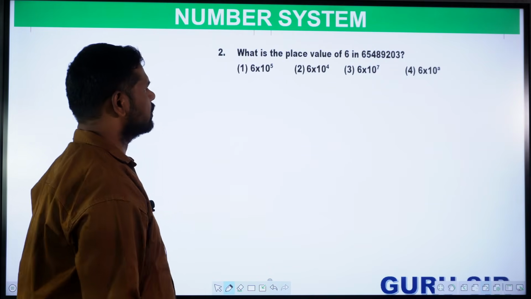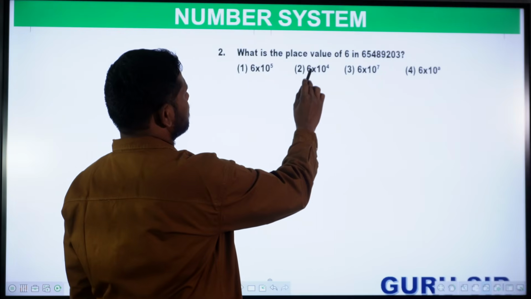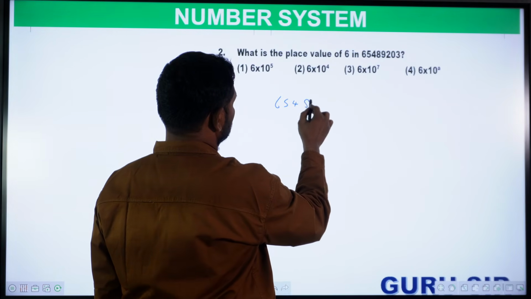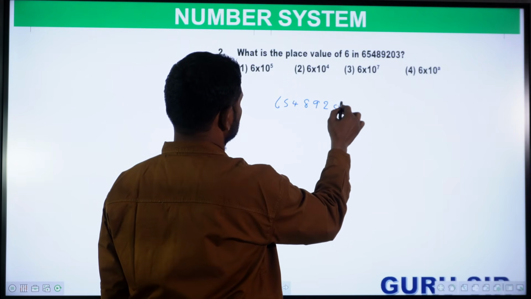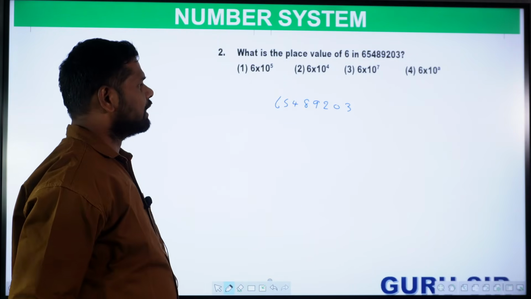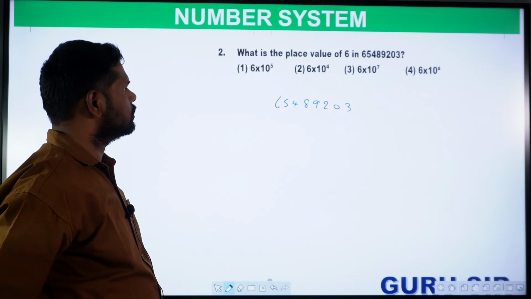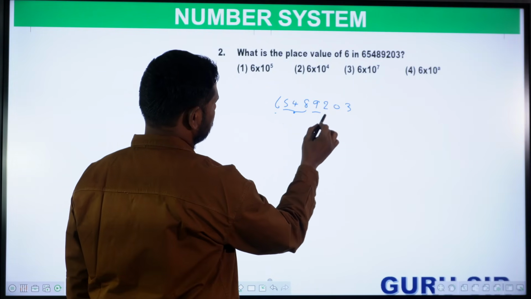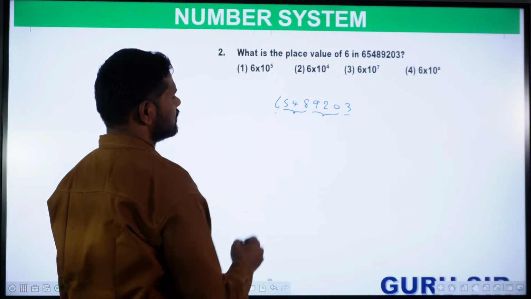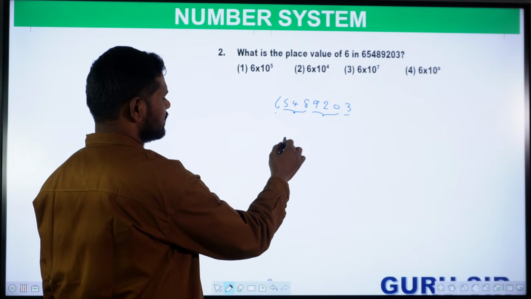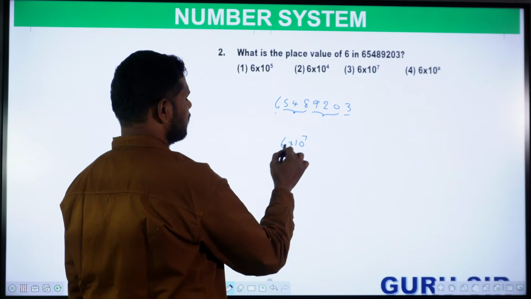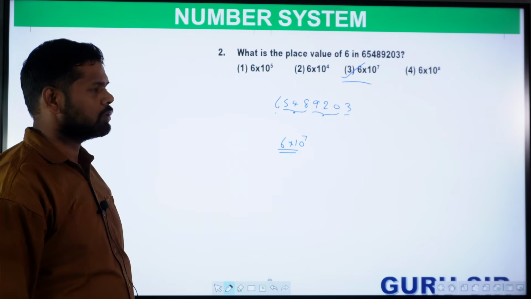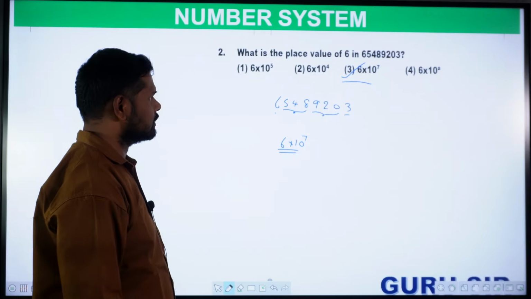Then next one, very easy, that's why we are going quickly. What is the place value of 6 in 65489203? Place value of 6 means 6 after how many digits. 3 plus 3 plus 1, total 7 digits are there. So 6 after 7 zeros means 6 into 10 power 7. Sometimes questions are framed like this also. 6 into 10 power 7 is the correct answer.